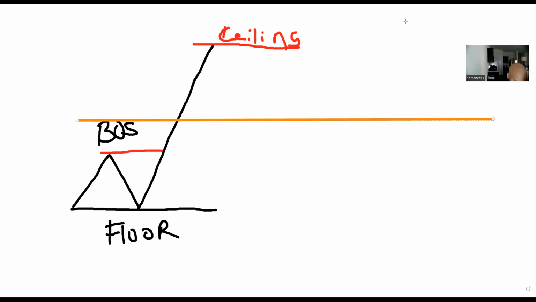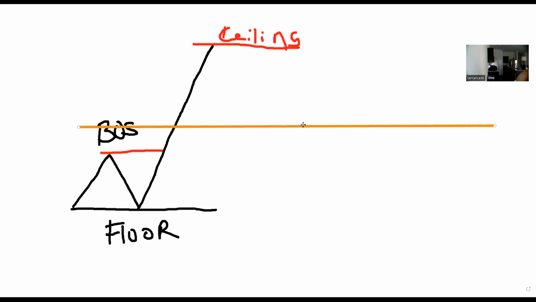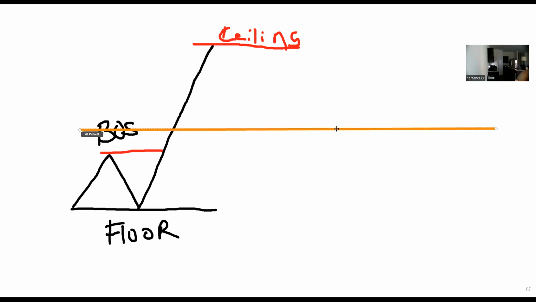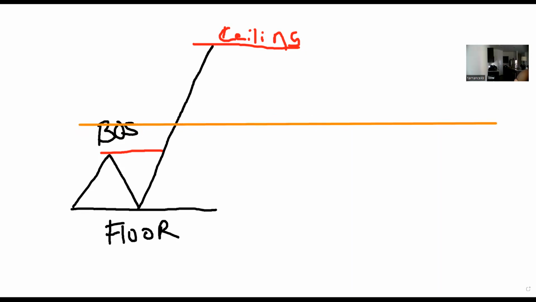Isn't it about the middle? It looks like it's about the middle. Yeah, it's about the middle. Bring it down just a little bit. Let's say this is the middle of the range. The middle of that range is basically called equilibrium, or 50%.